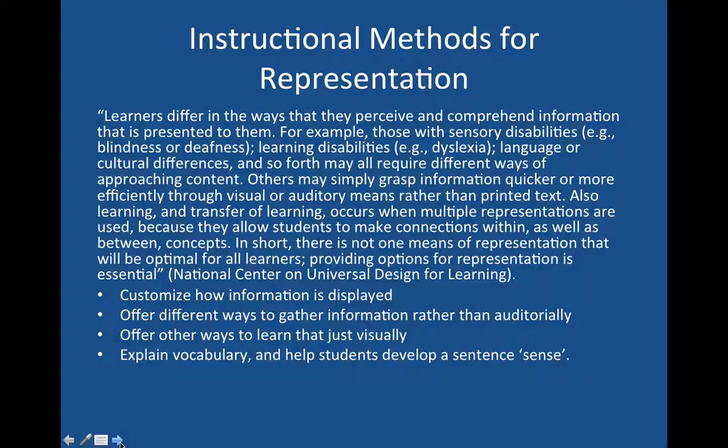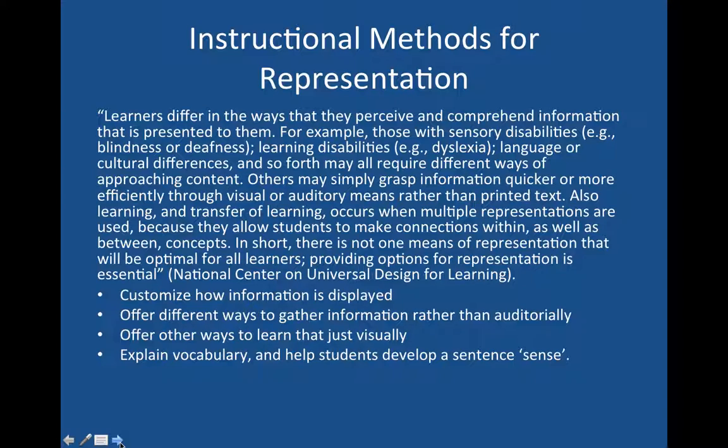So how can you as a teacher incorporate or take into account the representation networks? Well, you can customize how information is displayed. Is it displayed on the board? Is it typed? Is it written somewhere? Is it in a certain color? Is it large or bolded? The fonts matter, and you have to give students opportunities to understand it in many different ways. You can't just show them a picture and expect that that is going to be acceptable.